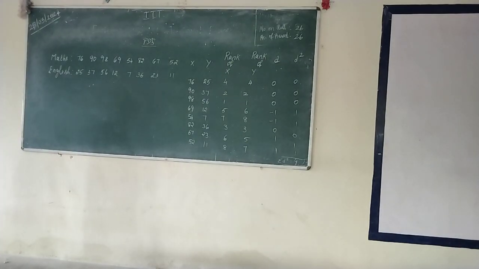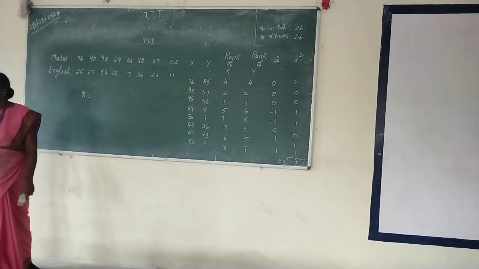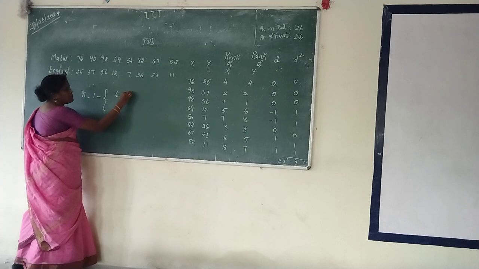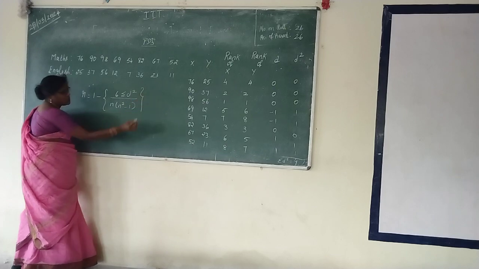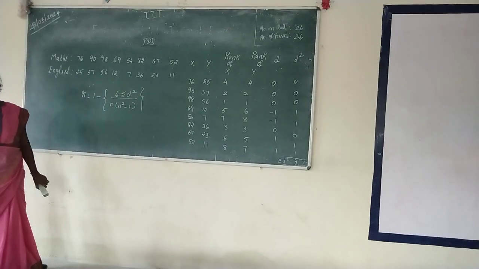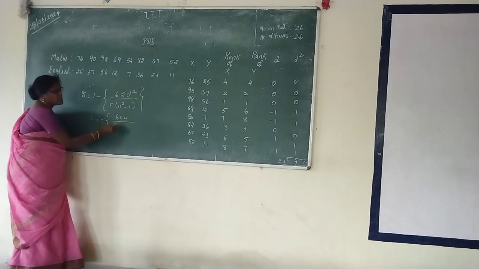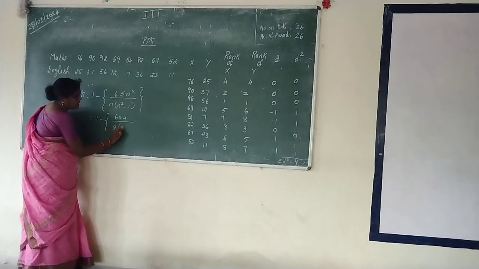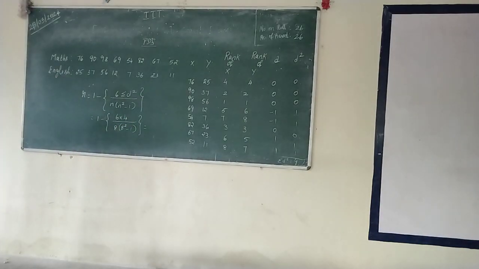Rank correlation coefficient r is equal to 1 minus 6 into summation of d square divided by n into n square minus 1. That is equal to 1 minus 6 into 4. What is n? Number of values. So how many values are given? 8. So 8 into 8 square minus 1. Use your calculator and get your answer. Here also the accepted range is minus 1 to plus 1 only. No change.